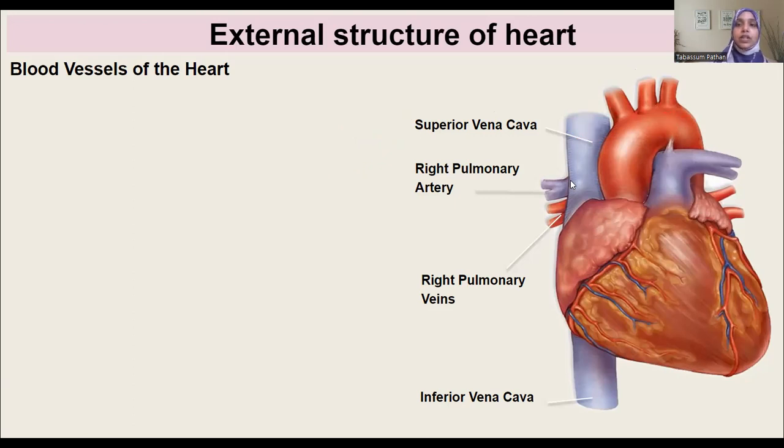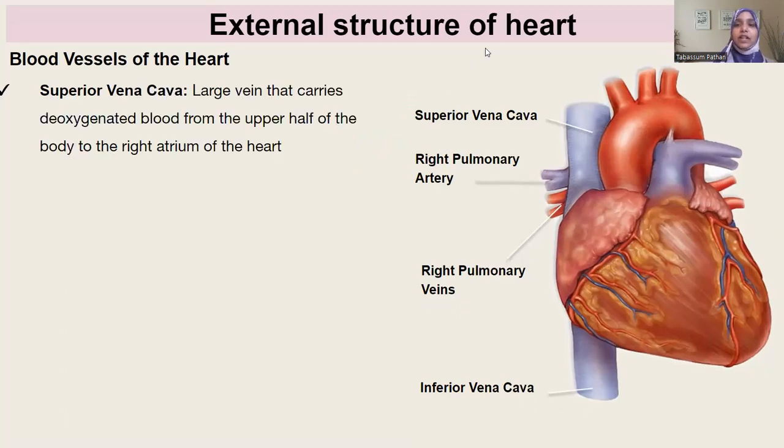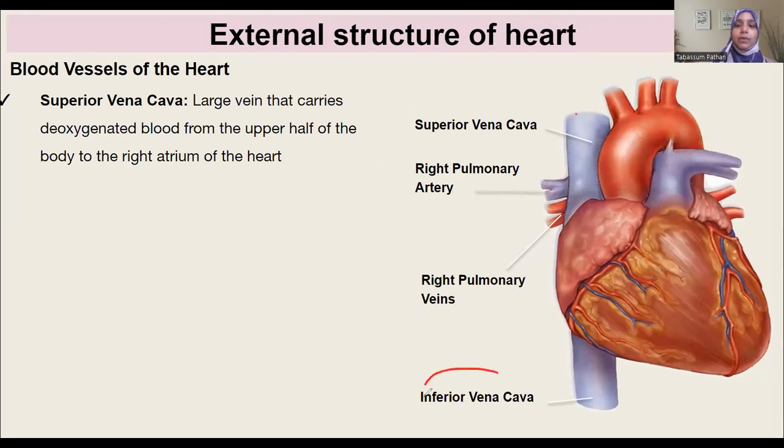Okay, so we will just see this. Now you can see the four labelings over here. One by one we'll take them up. Superior vena cava. Superior means on the top, and then you have the inferior, on the lower side, the posterior side. So superior vena cava is up, inferior is down. This blood vessel is located at the topmost part of the heart. This is the large vein. As you can see, the diameter is quite big.